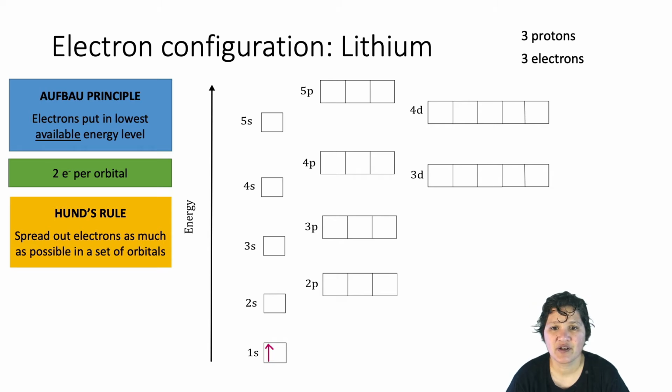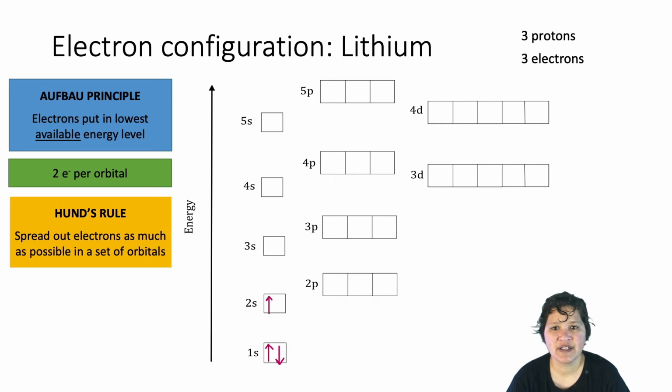The next electron is going to go in the lowest available energy level, and again, that is going to be the 1s orbital. We can't put another electron with an up spin in there because that would violate the Pauli exclusion principle, but we could put an electron with a down spin. Our third electron can't go in the 1s orbital. Yes, the 1s has the lowest energy of all the orbitals, but it's currently completely full, and therefore it's not available. So at this point, the lowest available energy level is going to be the 2s orbital.